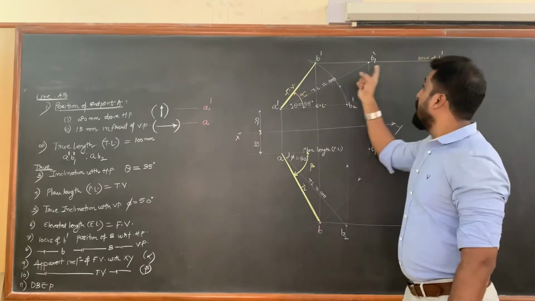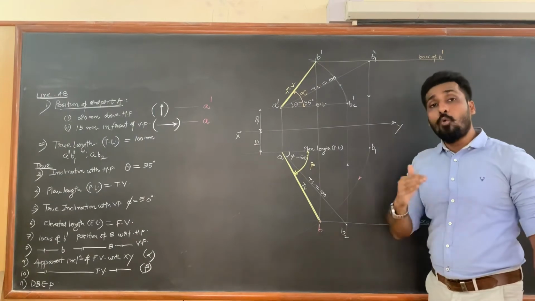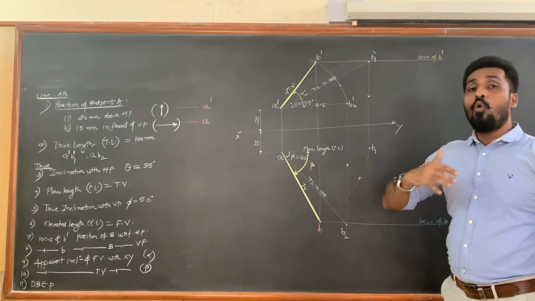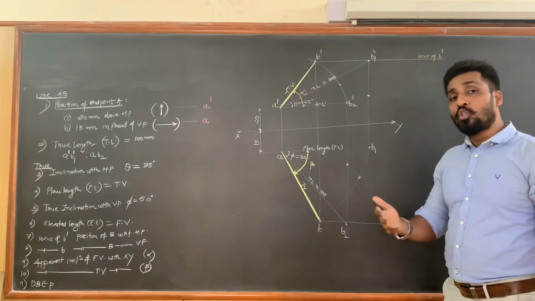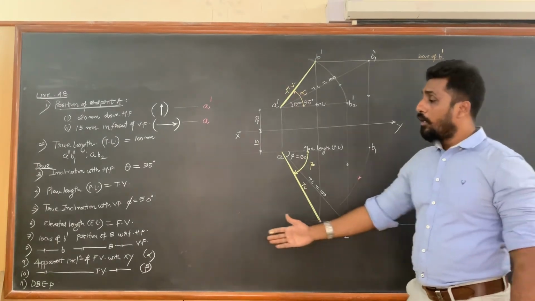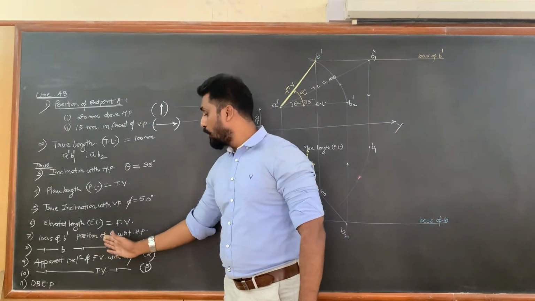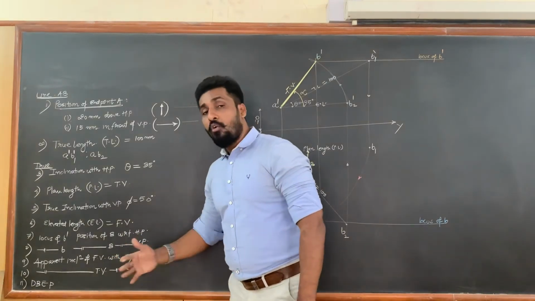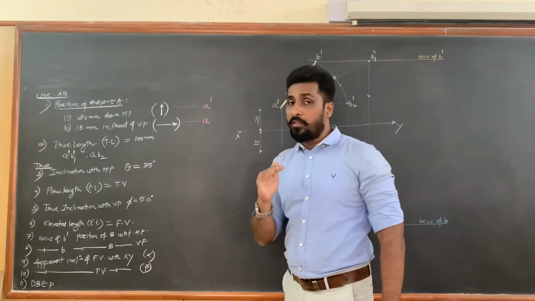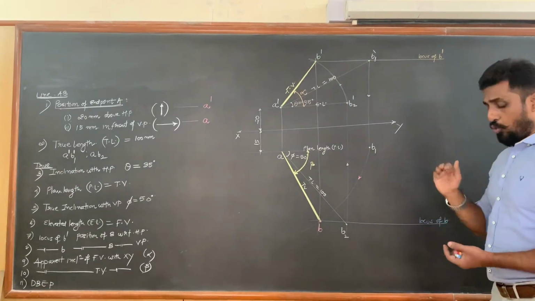This locus of B dash and locus of B is nothing but the position of point B with respect to the horizontal plane and the vertical plane. That can also be one of the data. So two more data I have put up here. Locus of B dash will give us the position of B with respect to the horizontal plane, and the locus of B will give us the position of the point B with respect to the vertical plane. So that's two more data.